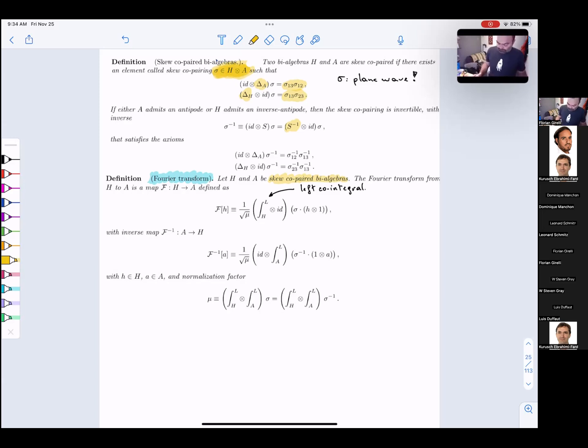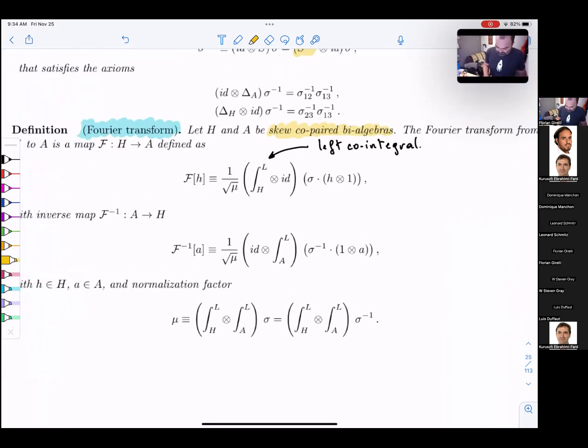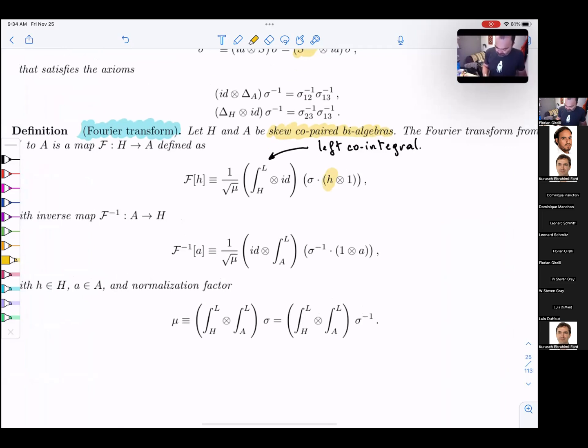You see that this Fourier transform is going to take an element in my first, so here that's an element in H. Sigma is an element in H tensor A. So here I just put nothing in A, just one. And then I'm going to put a left co-integral. I should emphasize again that in the Hopf algebra language, a co-integral is actually what we would call an integral in calculus. So we are integrating over the H sector. That is killing the H sector, and we just have some component in the A sector. So this is going to be an element in A.